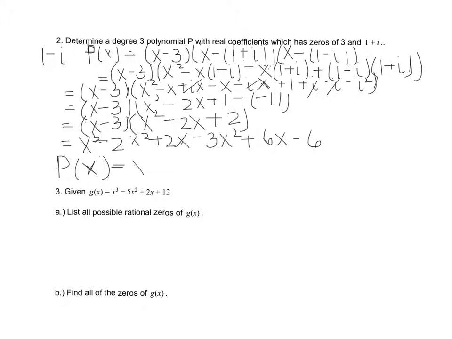of x cubed, negative 2x squared minus 3x squared is negative 5x squared. 2x plus 6x gives us 8x. And then minus 6. And that would be our final answer.